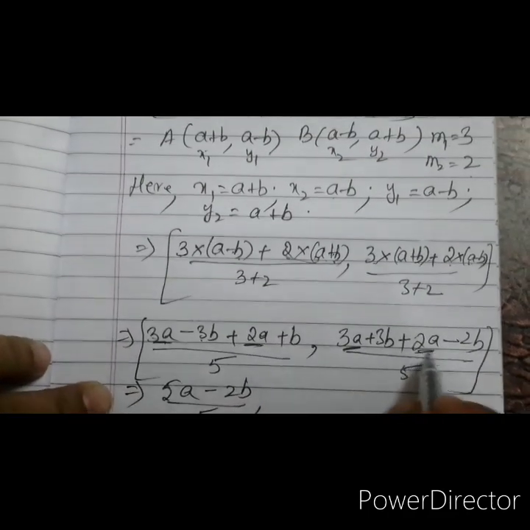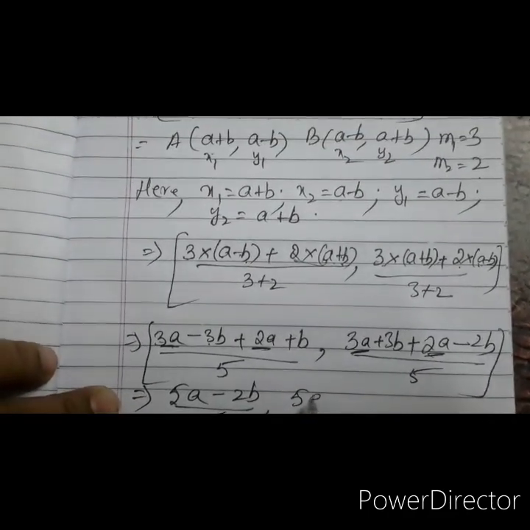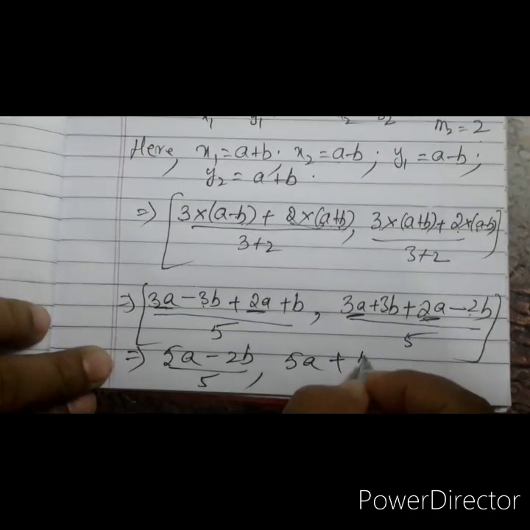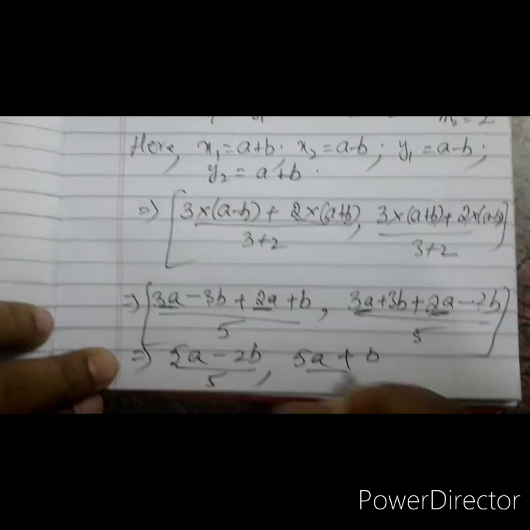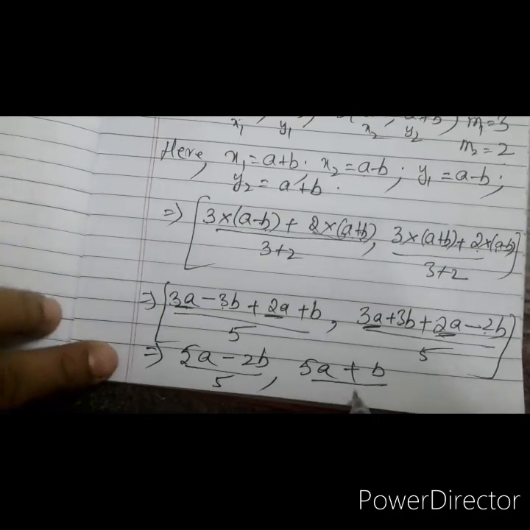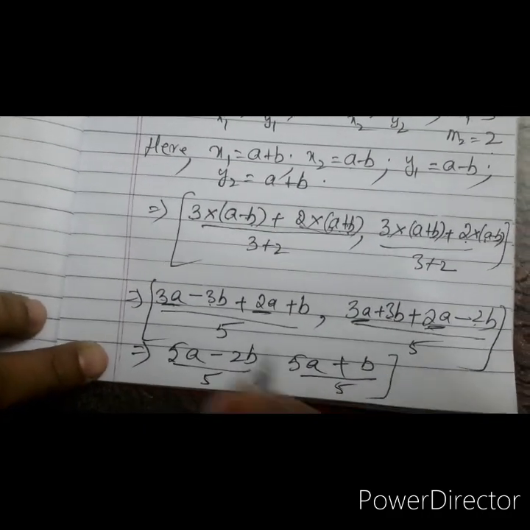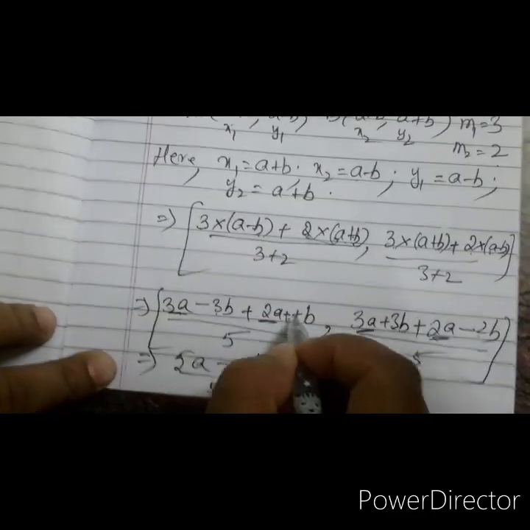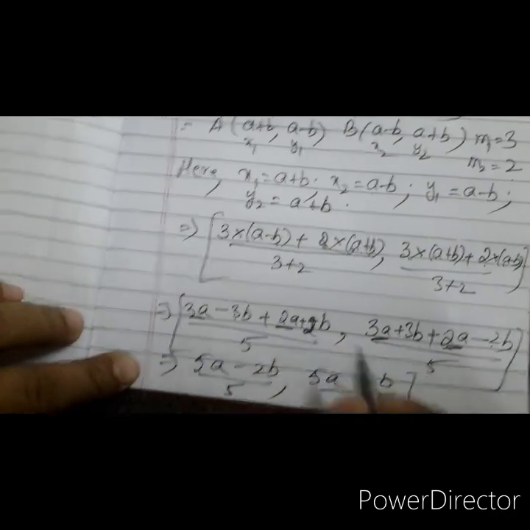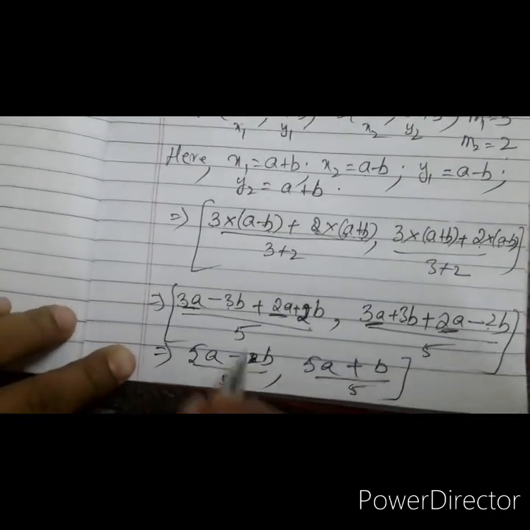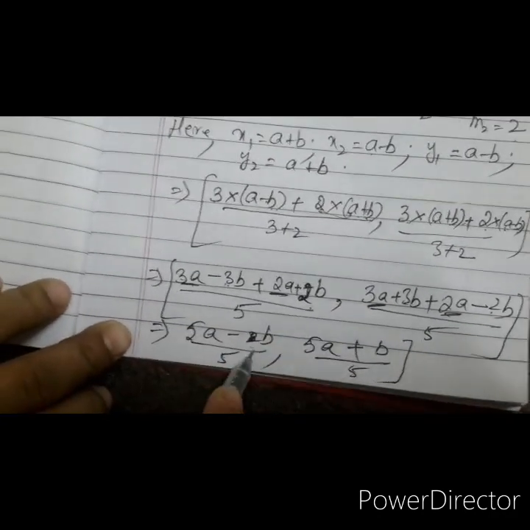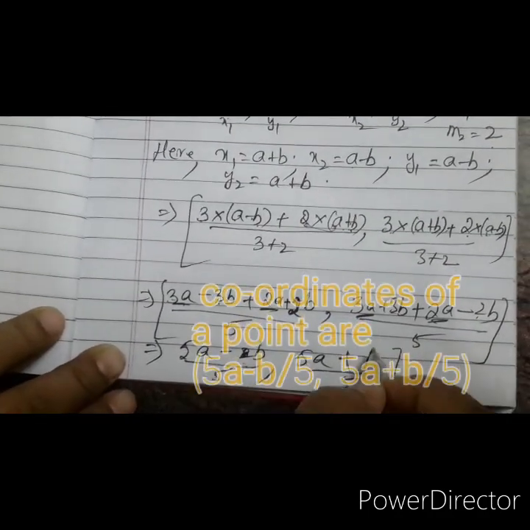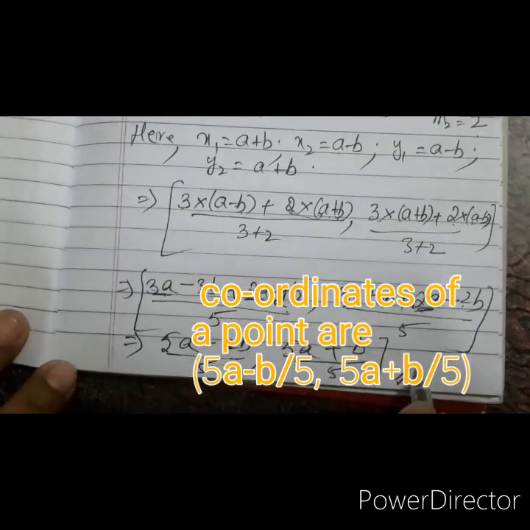This 3a plus 2a is how much? 5a. Plus 3b minus 2b is 1b, divided by 5. See here, 2a and 2b: this is 2a, this is 2b. 5a minus b, since 3 minus 2 is 1. So I can write b. The answer is ((5a - b)/5, (5a + b)/5). Okay student, thank you.